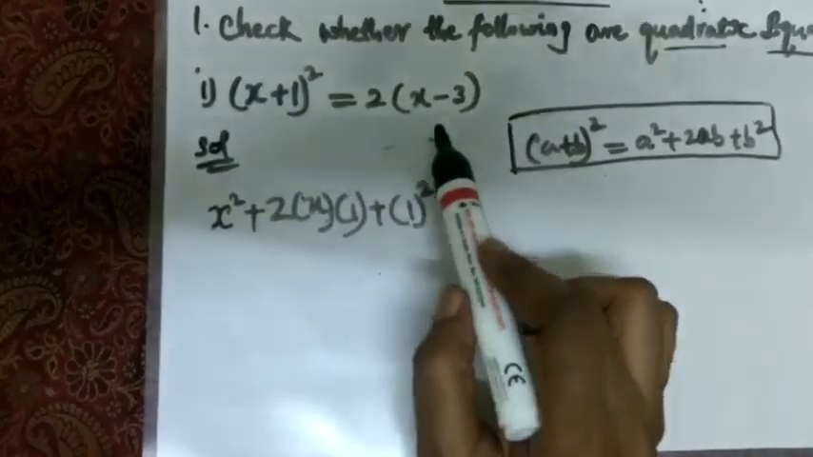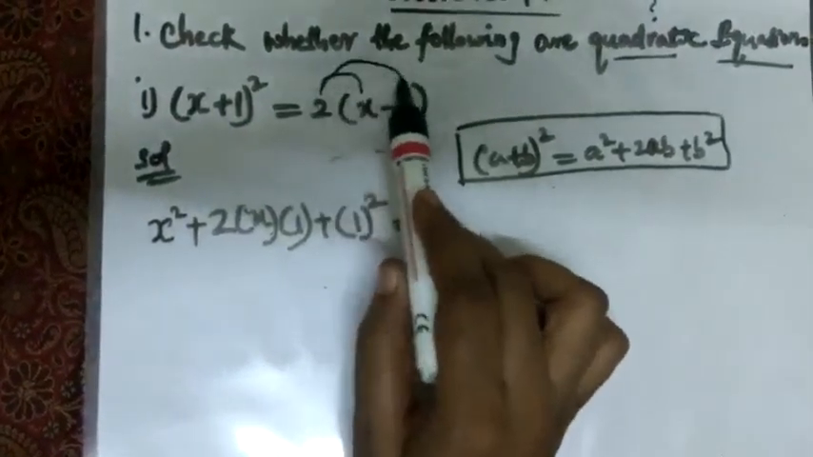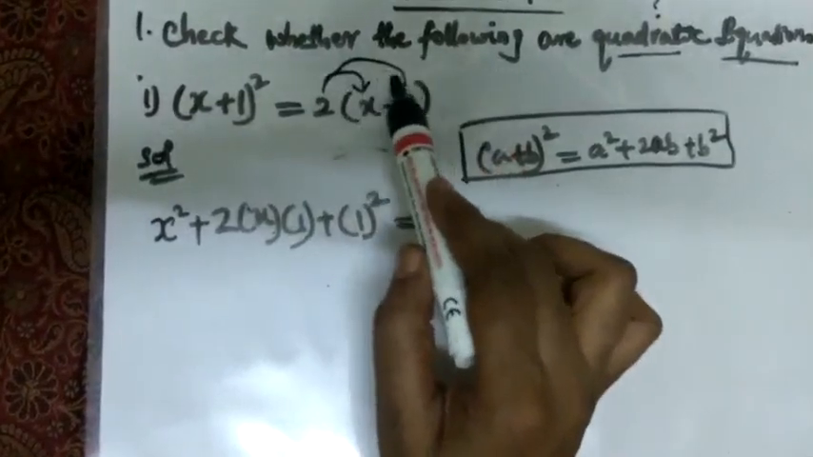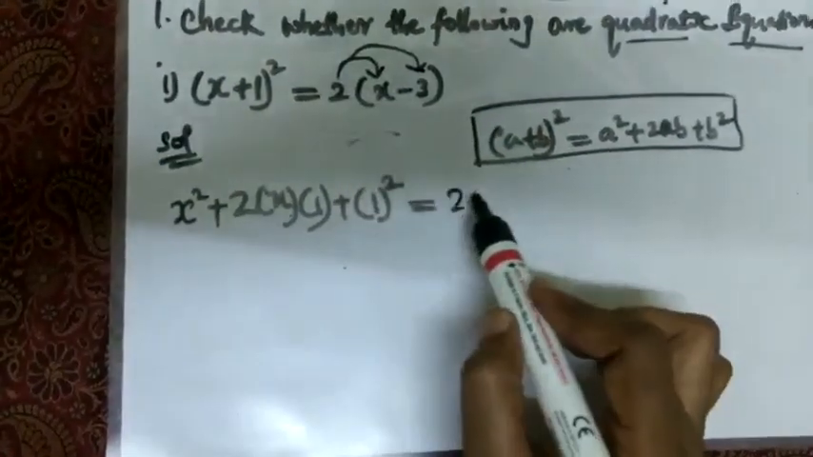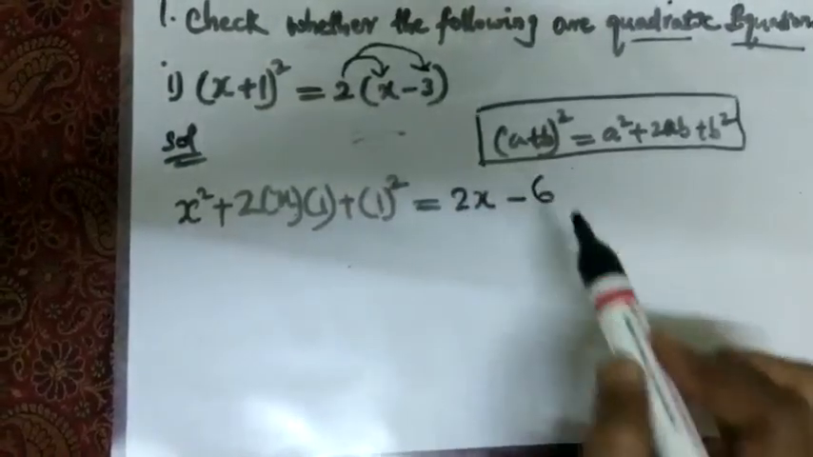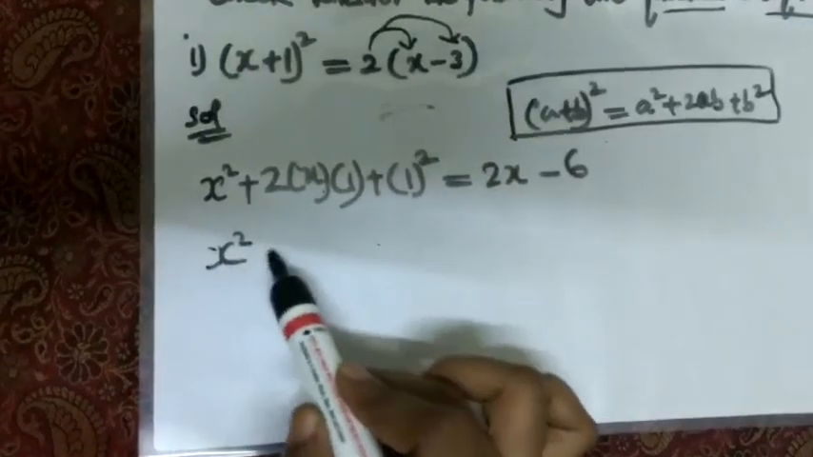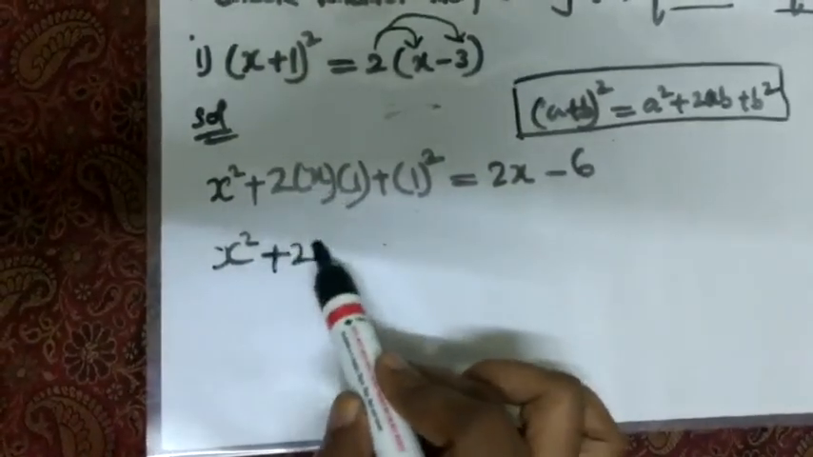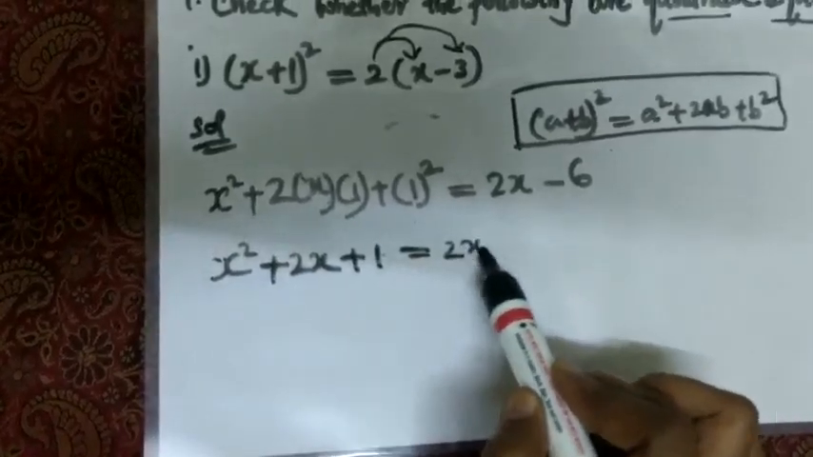Now here if you see no identity can be used. So simply I have to open the bracket and multiply the number which is outside the bracket. 2 into x, 2x, minus 2 threes are 6. Now I'll just sort it out in whatever way is possible. x square plus 2x plus 1 is equal to 2x minus 6.